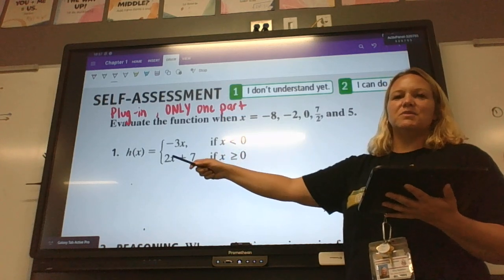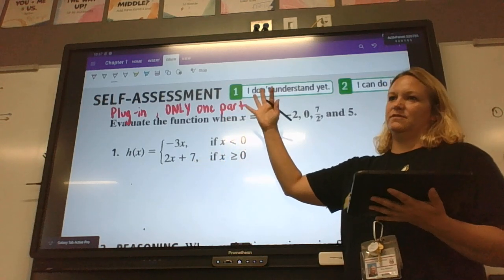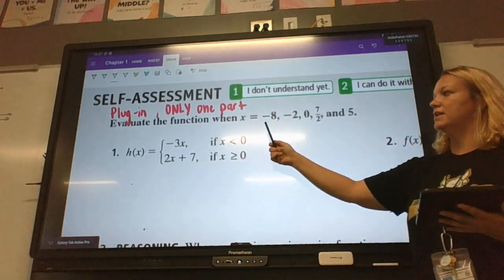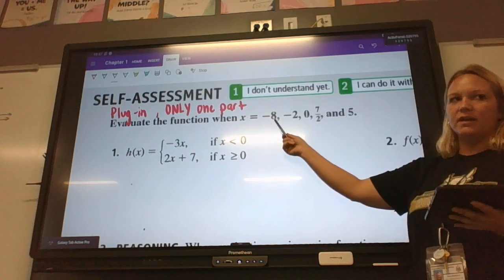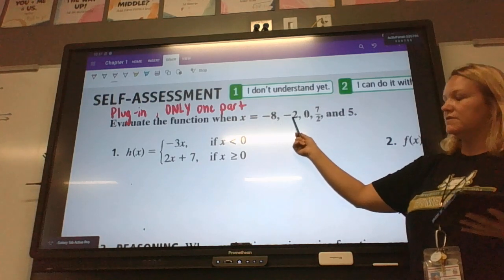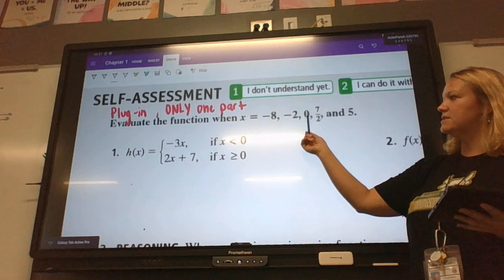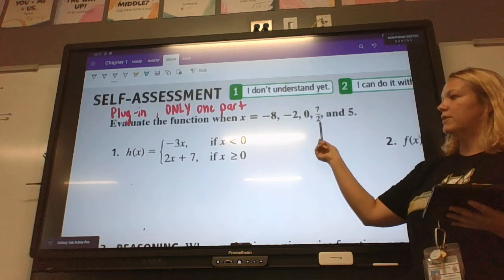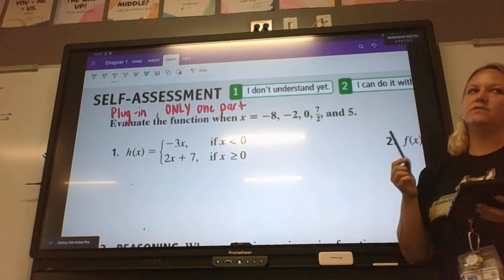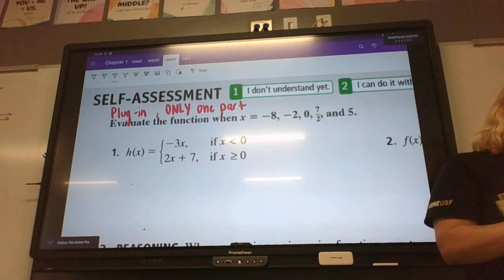Now, even though this is only one question, it's really five different x values I have to plug in. I'm going to plug in -8. I'm going to plug in -2. I'm going to plug in 0, 3.5, and 5. So I have to do 5 different calculations.